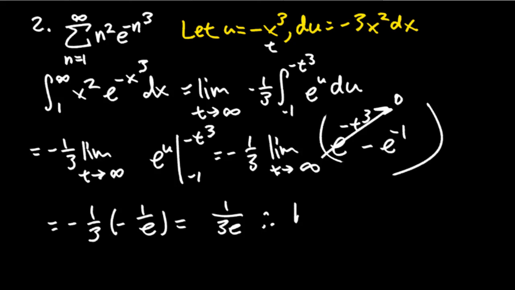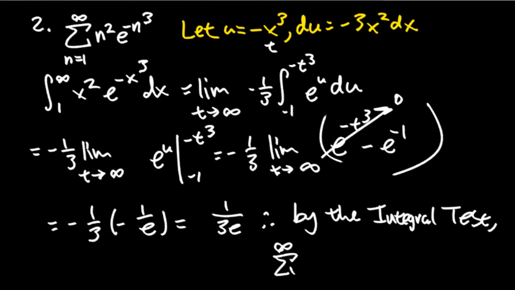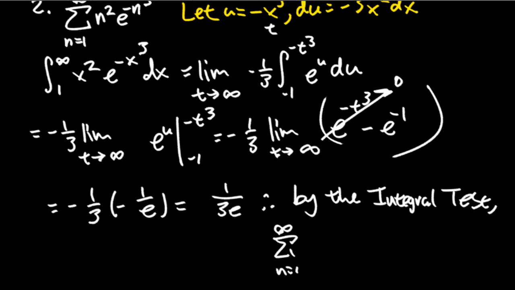Therefore, by the integral test, the summation from n equals 1 to infinity of n squared e to the negative n cubed converges.